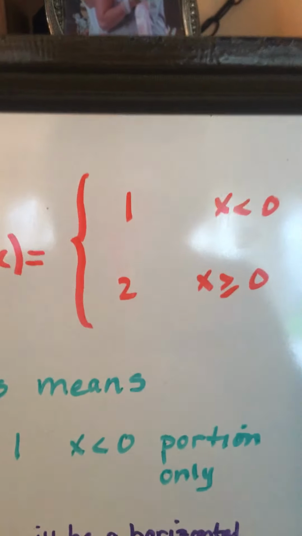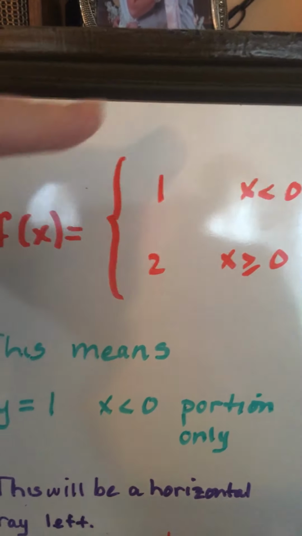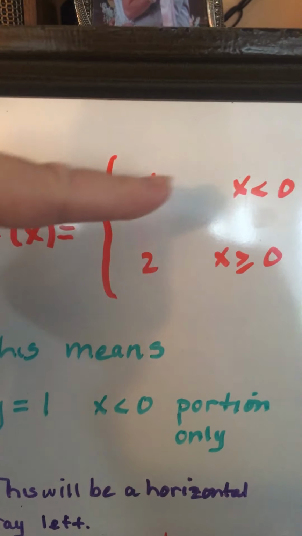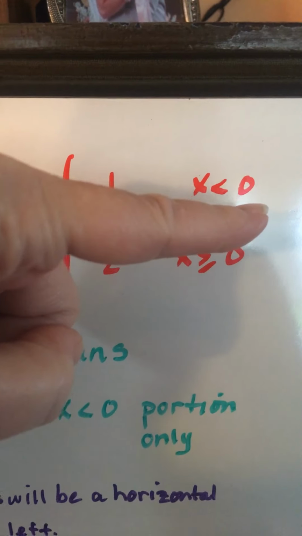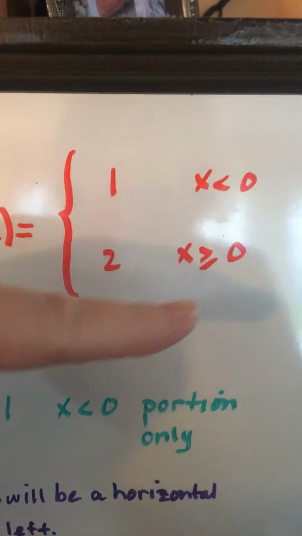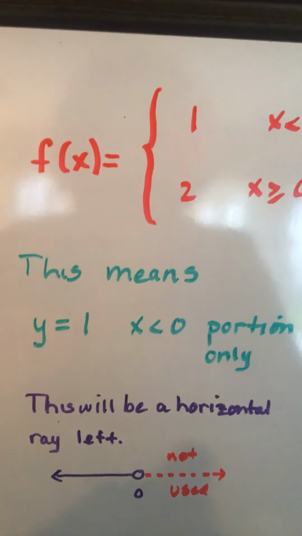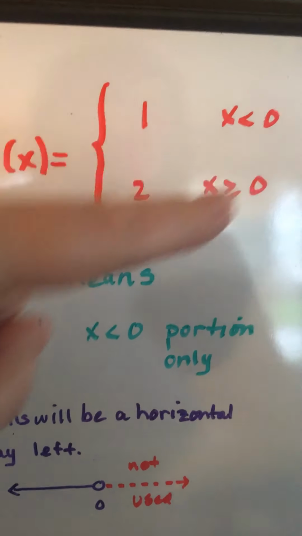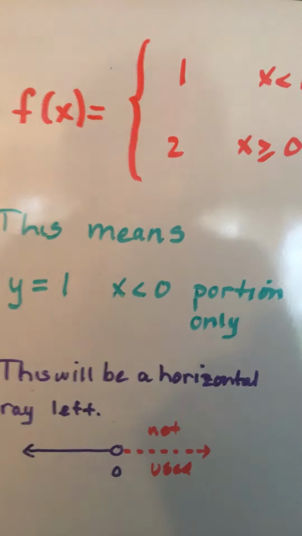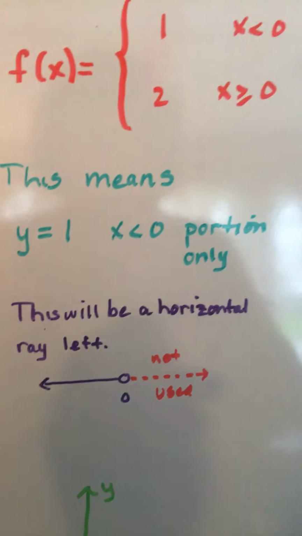So I come up to this first one, and notice this really means it's a shortcut for saying y equals 1 when x is less than 0, y equals 2 when x is greater than or equal to 0. Remember, you can interchange f of x with y. So f of x equals 1 when x is less than 0 means I only want a portion of this line, and I want the left one.